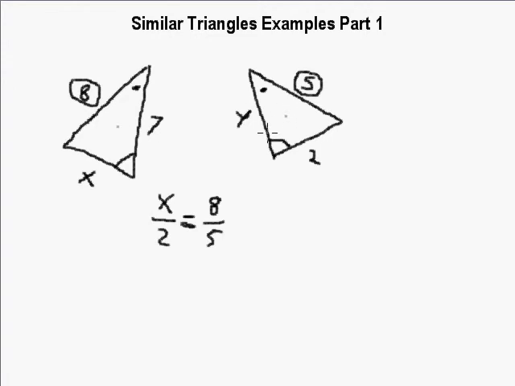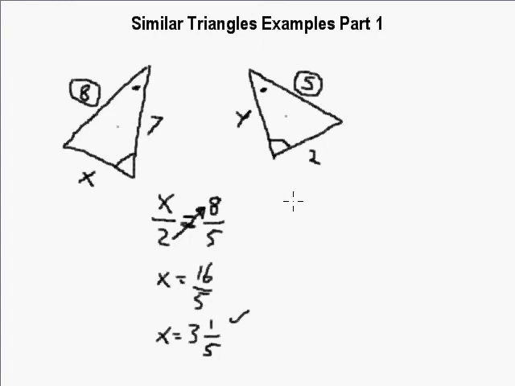So if I'm doing x over 2, I have to do 8 over 5 because I'm going this triangle over this triangle. Or big over small. So big over small equals big over small. Okay, bam, set it up. Now cross multiply the 2 up there, and x equals 16 over 5. X equals 3 1/5. Check. Done. That's all there is to this stuff.